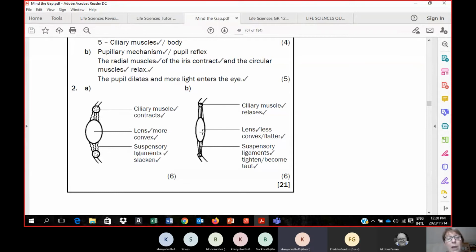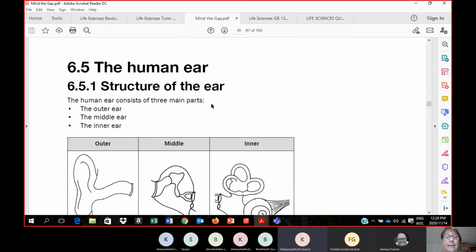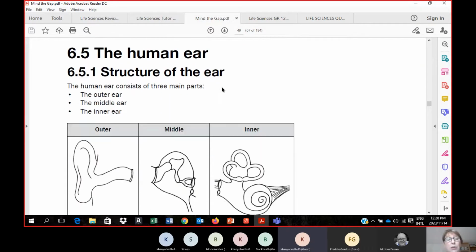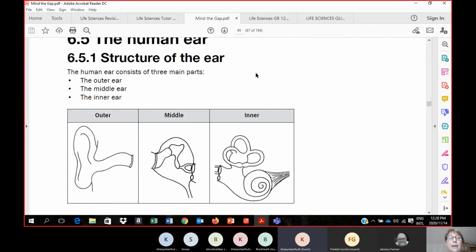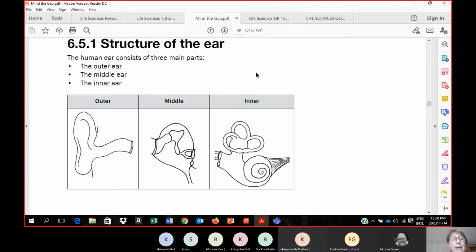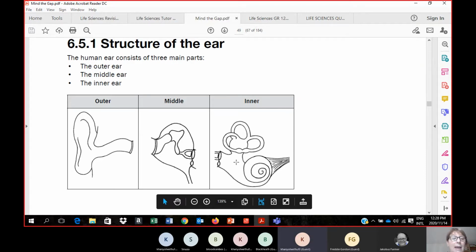Right. Now we're going to go on to the ear. So in your notes, you can actually turn to page 14. Okay, I have got Mind the Gap open, and the diagrams are very similar. So I'm just going to carry on with this. So firstly, the ear is divided into the outer ear, the middle ear, and the inner ear, right?